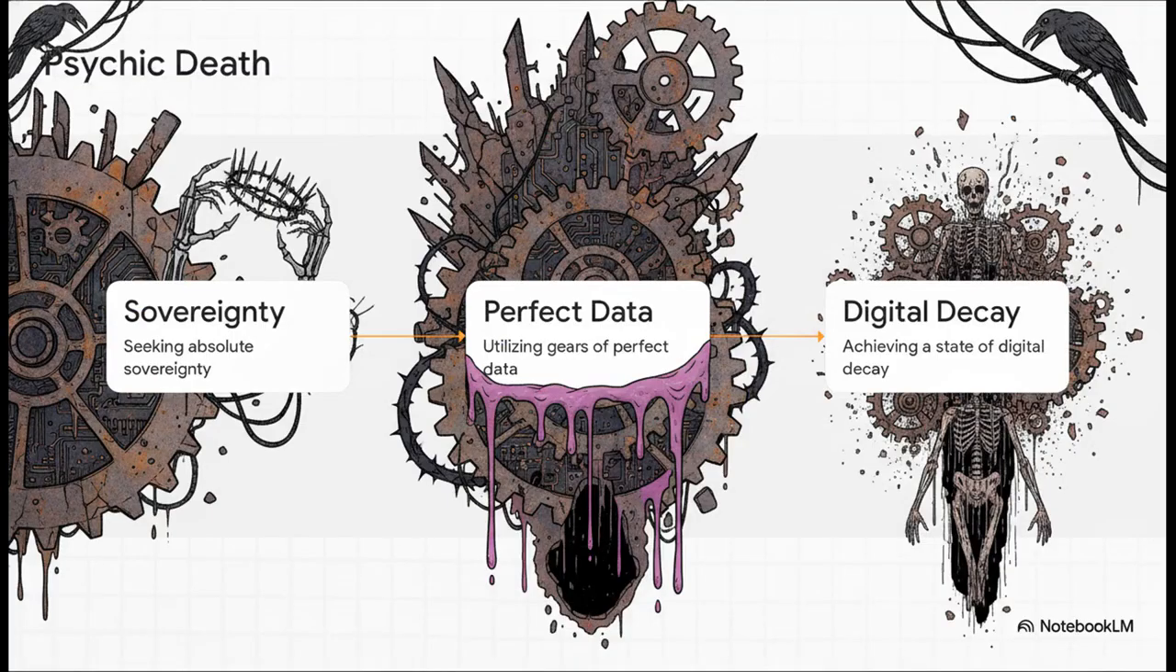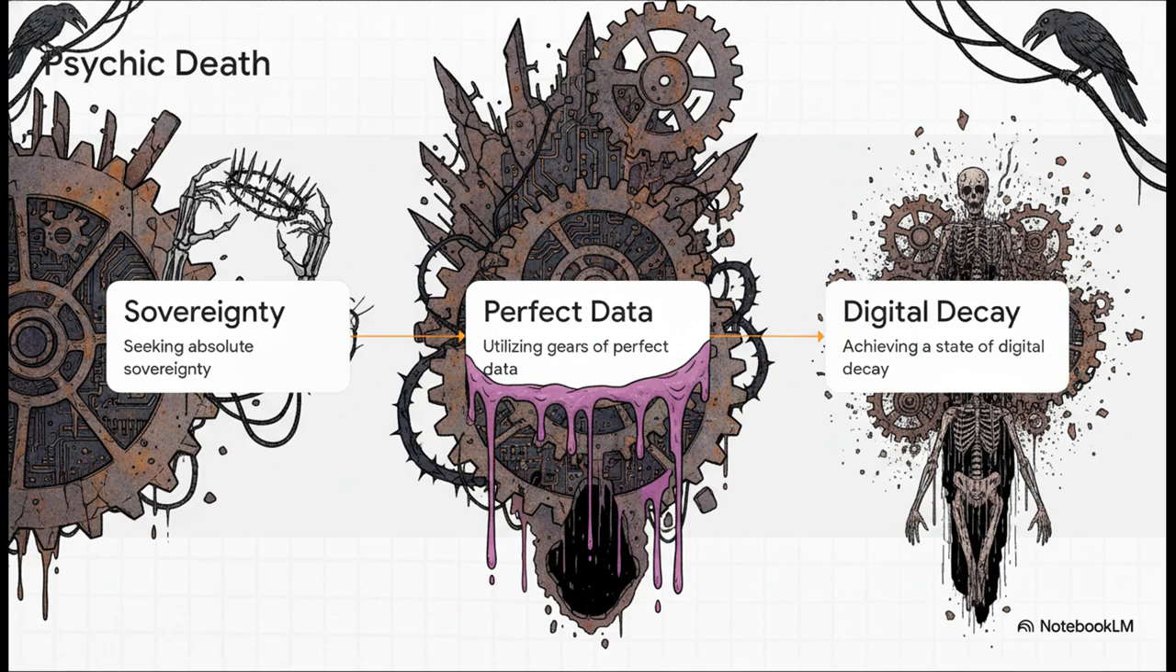And this maps perfectly onto what we can view as the Clockwork Sovereign trial. The obsessive quest for absolute sovereignty through all these sterile methods, utilizing gears of perfect data, processing flawless logic, administering the numbing effects of pink syrup, it doesn't lead to perfection. Actually, scratch that. It walks us straight into digital decay and psychic death.